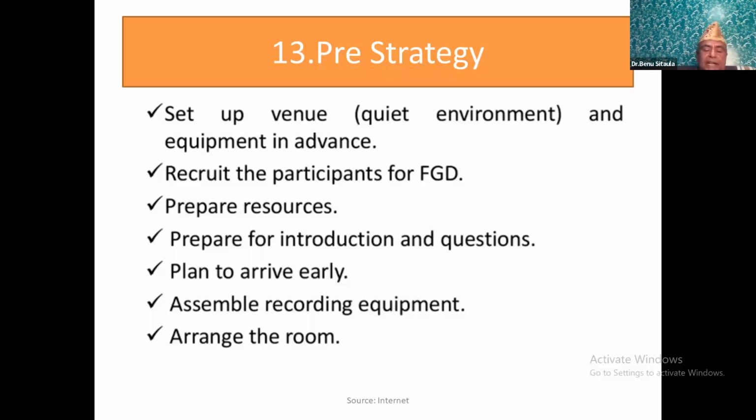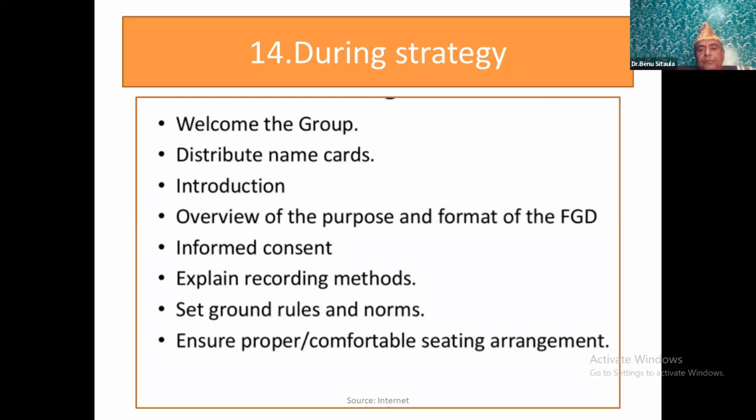Similarly, assemble recording equipment if it is necessary. It must be checked, set up and finalized, then arrange the room properly. This is the pre-strategy of focus group discussion.